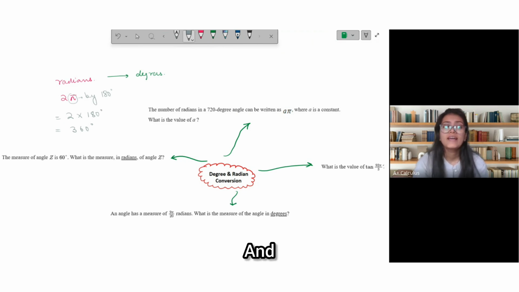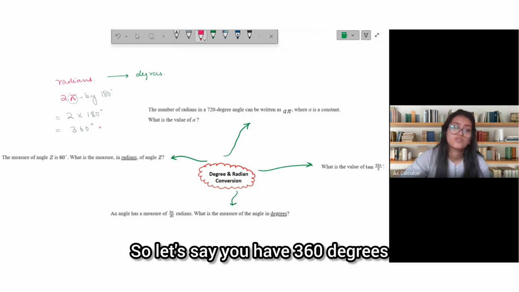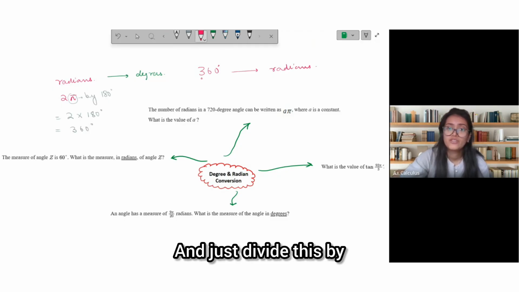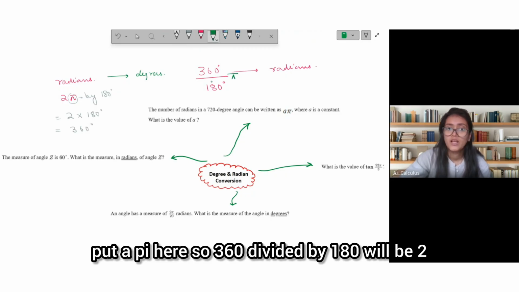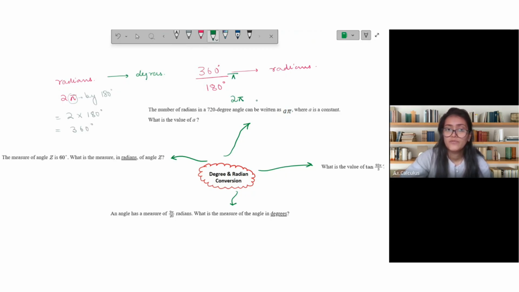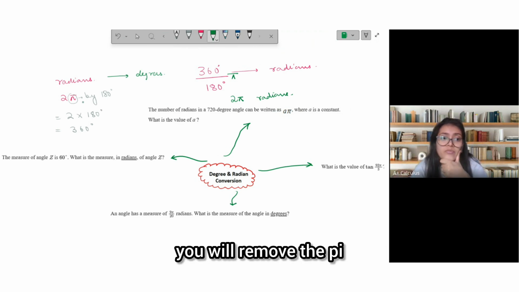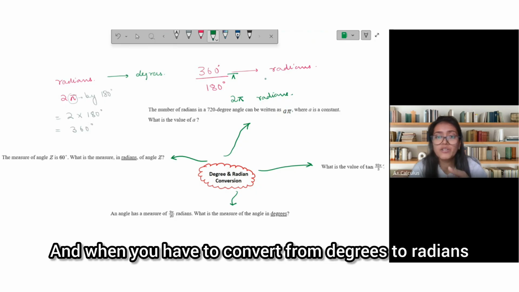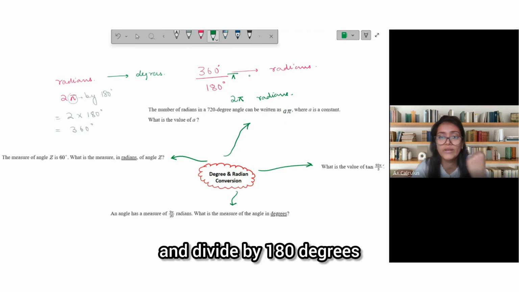If you have to convert from degrees to radians, let's say you have 360 degrees, just divide this by 180 and put a pi here. So 360 divided by 180 is 2, and the answer is 2 pi radians. So when you convert from radians to degrees, you remove the pi and multiply by 180 degrees. When you convert from degrees to radians, you write a pi and divide by 180 degrees.